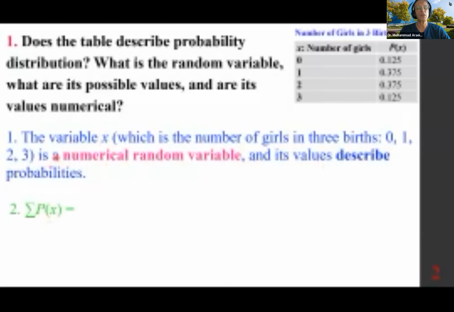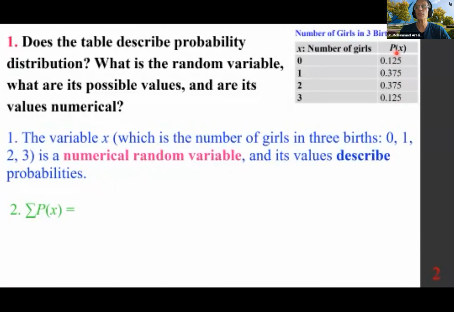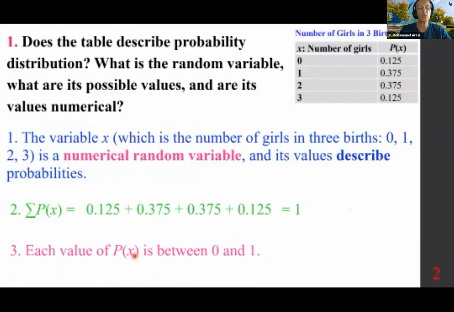Summation of P of X. So that's one criterion: the summation of the probability. We should add the second column to see if we get 1. When we add up 0.125, 0.375, 0.375, and 0.125, we do get 1. And is each value between 0 and 1? Yes. Each value is between 0 and 1. So therefore, the answer is yes.